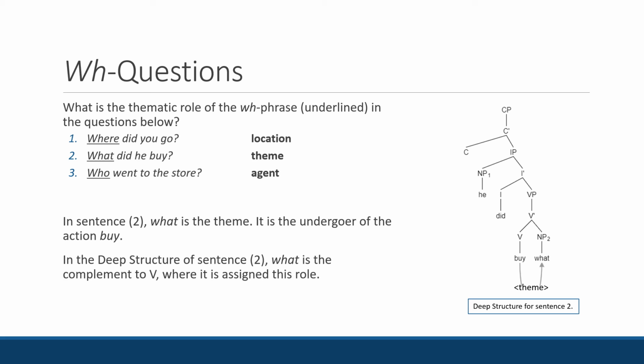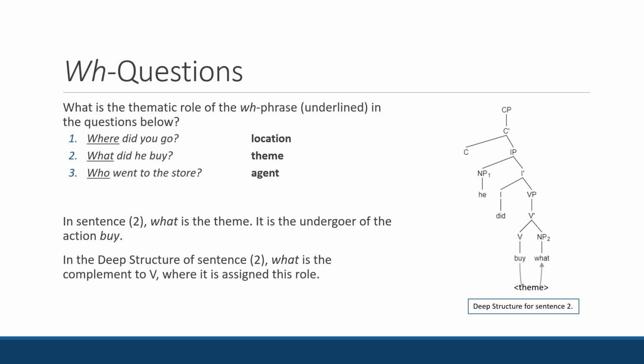So WH questions are similar to this. So what's the thematic role of the WH phrase, or underlined phrase, in the questions below? Where did you go? That one is location. What did he buy? That one is theme. Who went to the store? That's the agent. So sentence 2, what did he buy, is drawn over here.